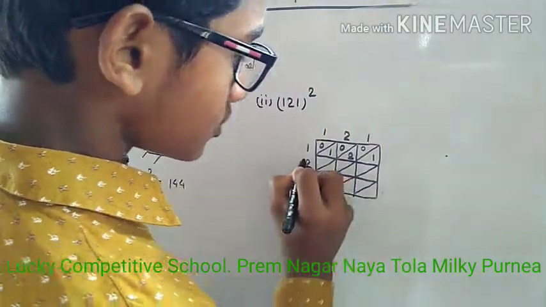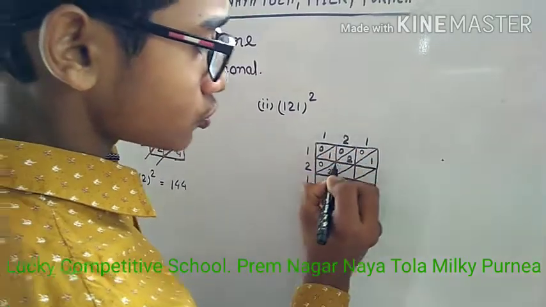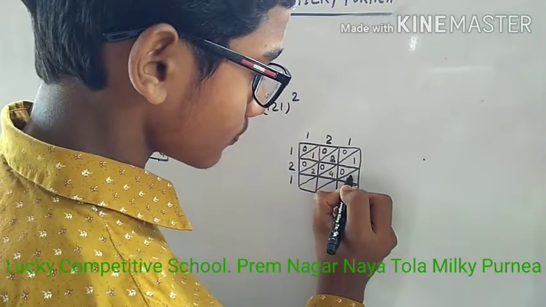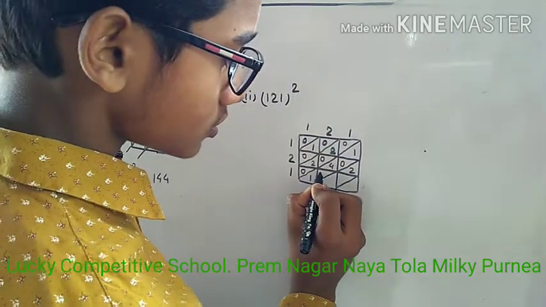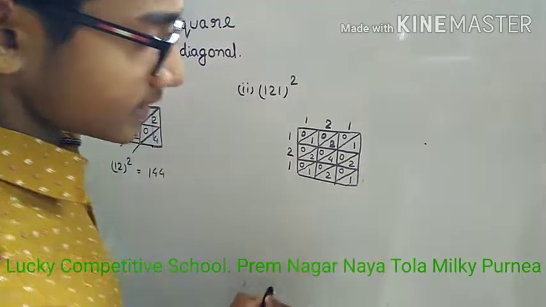1 into 1, 1. 1 into 2, 2. 1 into 1, 1. 2 into 1, 2. 2 into 2, 4. 2 into 1, 2. 1 into 1, 1. 1 into 2, 2. 1 into 1, 1. Then we add them.